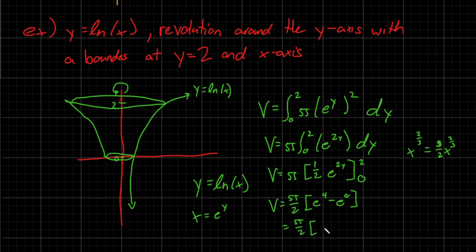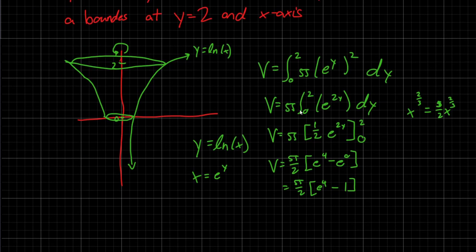Okay, so e to the 4th is a number. I don't know the number off the top of my head, but this is minus 1. I took out the 1/2 because it's just a number. So the coefficient goes out front. And then put in a 2. So I have pi over 2, and I have e to the 2 times 2. So I'm just plugging in for y. Minus e to the 2 times 0.